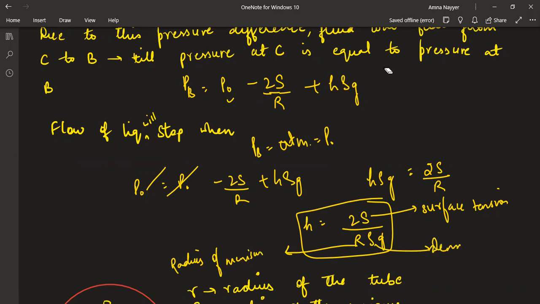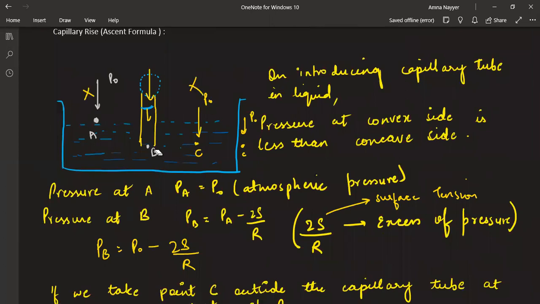Now see, I'm repeating till here, then we'll do it further. Here I have taken a point B. Forget about point A, forget about B, C point. Just focus on B point. Even if I have B point, one pressure will be excess pressure exerted by the liquid column. One pressure will be H rho G, that is the pressure exerted by the liquid column. And one will be the atmospheric pressure that will be stopping the liquid. So if you write that equation, this will become P naught minus 2S by R plus H rho G.